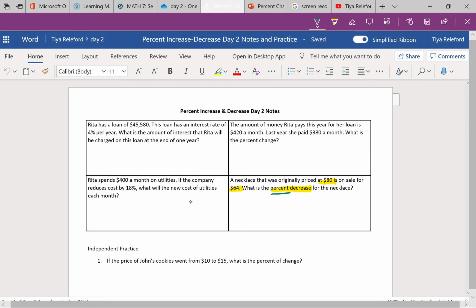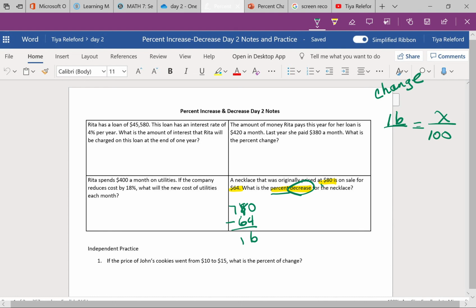So percent tells me it's a proportion. The word decrease tells me I have to worry about the change. So I'm looking for what is the percent decrease. So the percent is my X. On top needs to go the change. How much did the price of the necklace change? Well, it started at 80 and it went down to 64. So it changed $16.